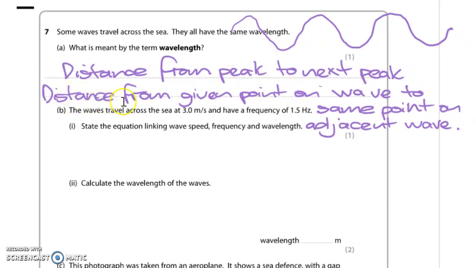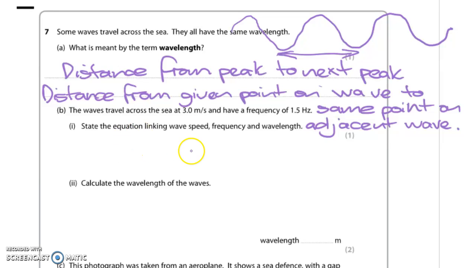Okay, and you can see it doesn't have to be peak to peak, does it? It could be trough to trough as well. Okay, so if you want a more general description, it could be the distance from a given point on a wave to the same point on an adjacent wave. And obviously drawing a diagram, a picture's worth 1,000 words and all of that. Drawing a diagram, it's not going to hurt, is it?